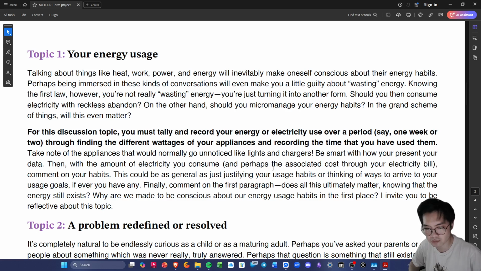I want you to be able to synthesize your data very effectively for the people who are taking data in, right? Then, with the amount of electricity you consume and perhaps the associated cost through your electricity bill, comment on your habits. Right? This is a very vague statement. Right? I'm asking you to comment. That doesn't mean you just have one or two sentences and then that's it. Right? This could be as general as just justifying your usage habits. Say, for example, it's this way because la la la la la.